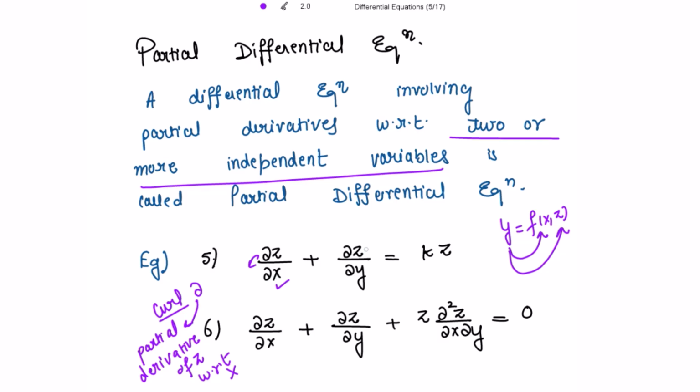Second, the partial derivative of z with respect to y, which means we are differentiating z, where z is a function of x and y. So z is partially differentiated with respect to x and also with respect to y, equal to kz, where k is a constant. In the sixth equation also we have the partial derivative of z with respect to x, plus the partial derivative of z with respect to y, plus z times the partial derivative of z with respect to x and y, right?